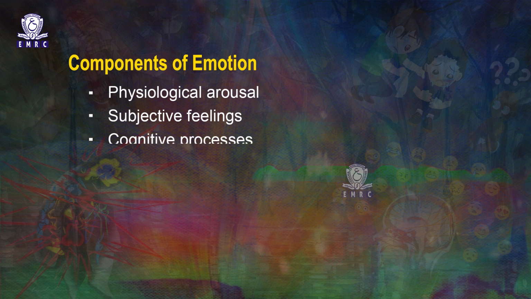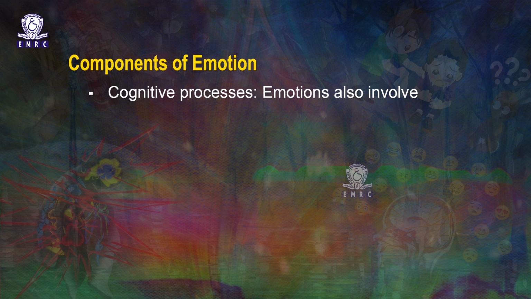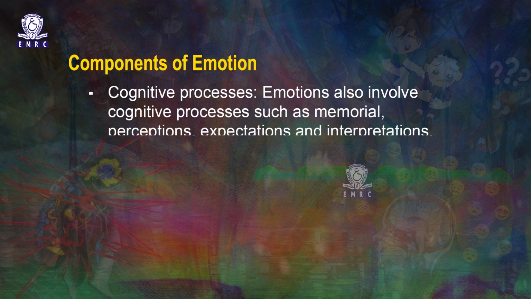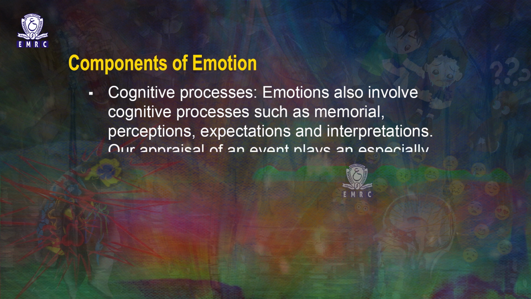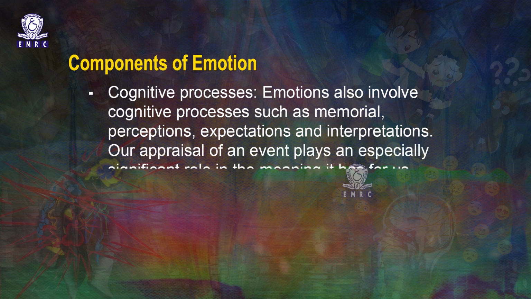Next component is cognitive processes. Emotions also involve cognitive processes such as memories, perceptions, expectations, and interpretations. Our appraisal of an event plays an especially significant role in the meaning it has for us.